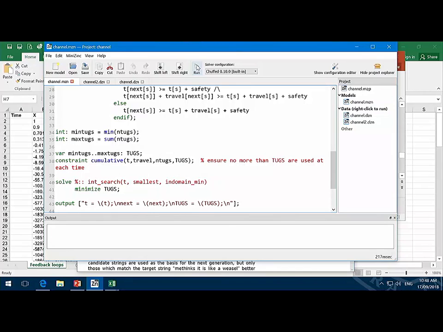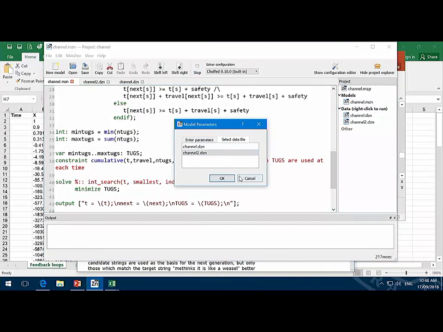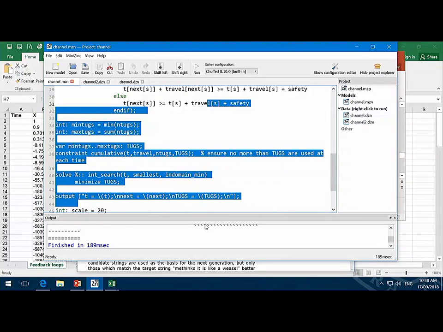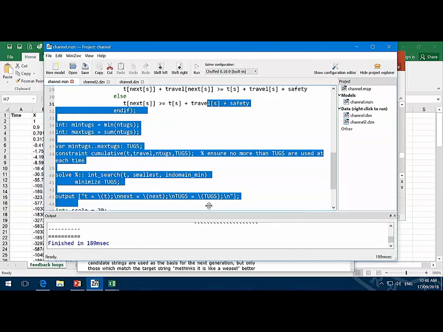All right, and we can run this. We run it on channel 2, which was the data I showed you. I've got a little, I need to... How do I move this up? That's what I want to do.